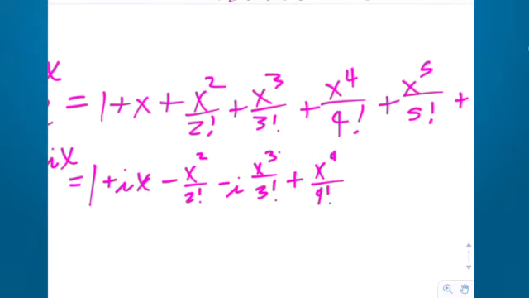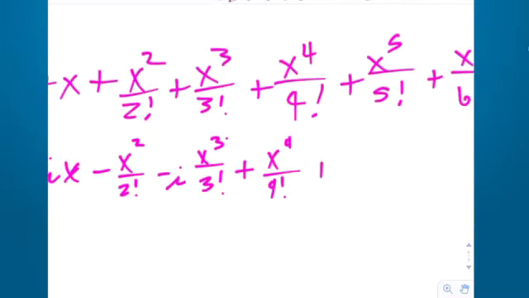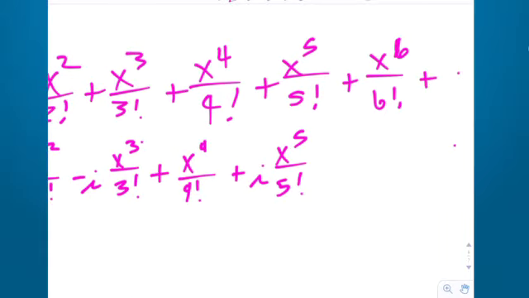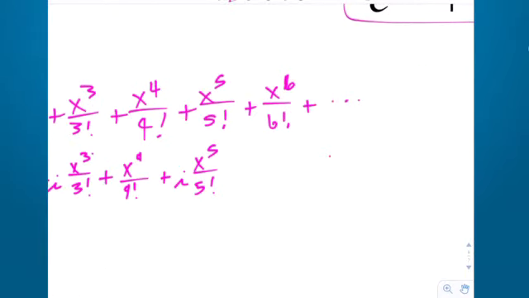And then we kind of start over again. Ix to the 5th is i to the 5th. Well, i to the 5th is i. So it becomes plus i x to the 5th over 5 factorial. I to the 6th is the same as i squared, which is negative 1. So it becomes minus x to the 6th over 6 factorial. So on and so forth on down the line.